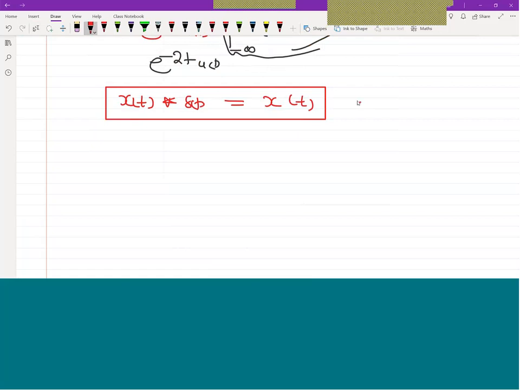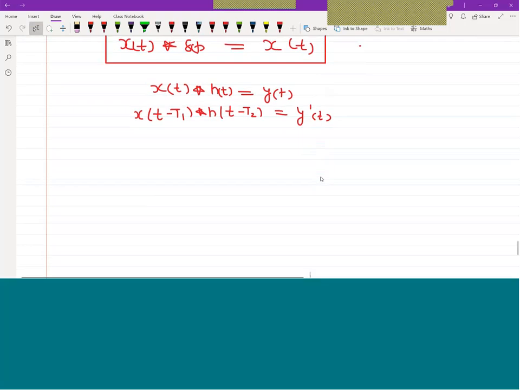Then let's take a new property of convolution. Let's say x of t convolution with h of t is equivalent to y of t. Then x is shifted by t1, and h is shifted by t2. What will be the new y prime of t? If we shift the signals, what will happen? Let's see.